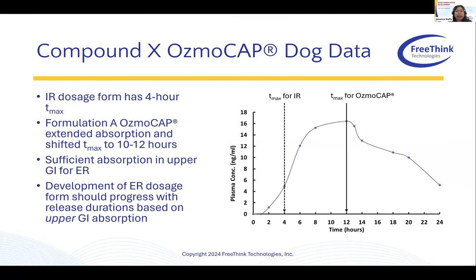And also in data not shown here, Formulation B was also dosed into dogs and found that there was little to no absorption in the lower GI tract. So with this information, we can tell that we should develop an extended release dosage form with release durations that are based on upper GI absorption.